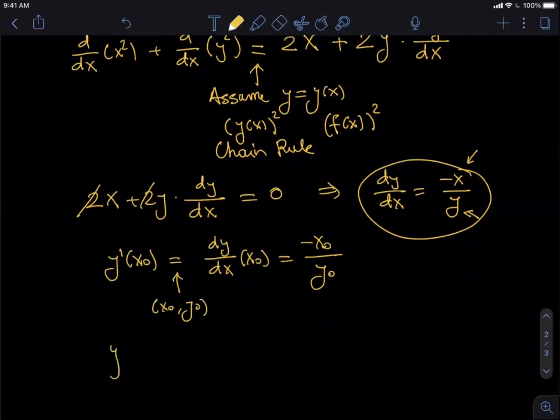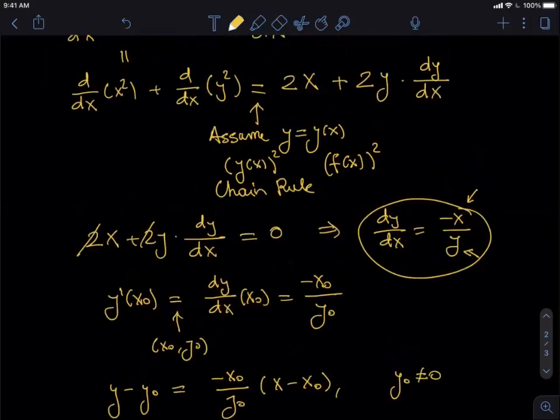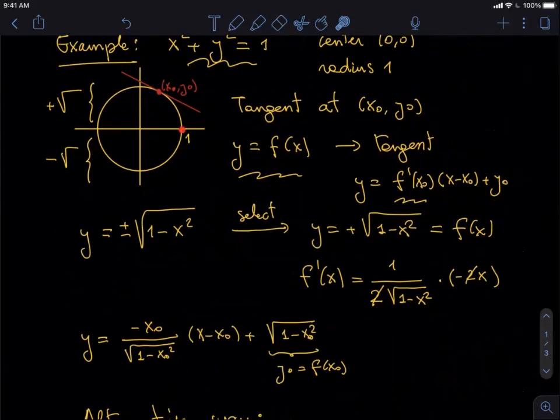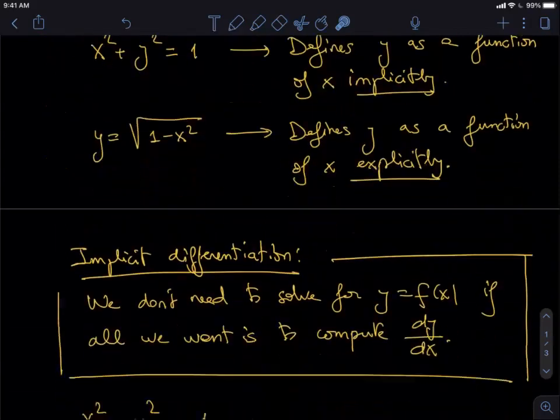We can just finish our formula for the tangent: y minus y0 equals the derivative, which is minus x0 divided by y0, times x minus x0. Of course, this is not going to work unless y0 is not 0. If y0 equals 0, let's go back to the picture, then we would be at this point, and here the tangent is clear, it's vertical. So we can say, well, in that case, the tangent is x equals 1, okay? So that's not a problem.